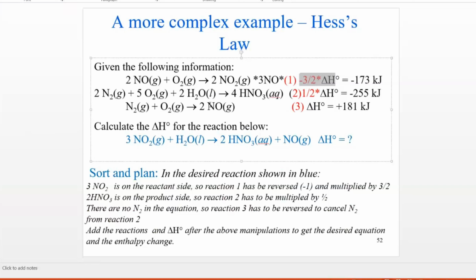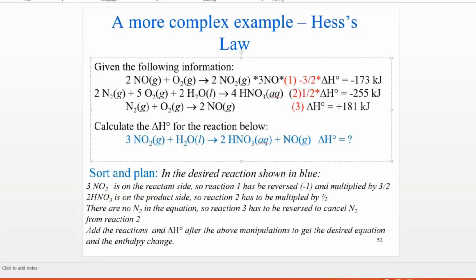Then for H2O, we have 1 H2O on the left. Where's H2O? It's in reaction 2, and there are 2 of them on the left. This means the reaction needs to be divided by 2, which means we multiply the delta H by 1/2. And then in the product side, we have 2 HNO3. That would be taken care of by doing that second step. So the second reaction, we would be dividing it by 2. So that would become 2 HNO3. So that's taken care of.